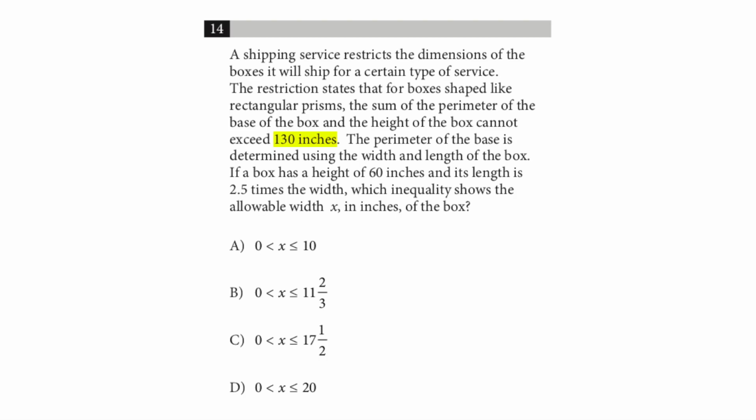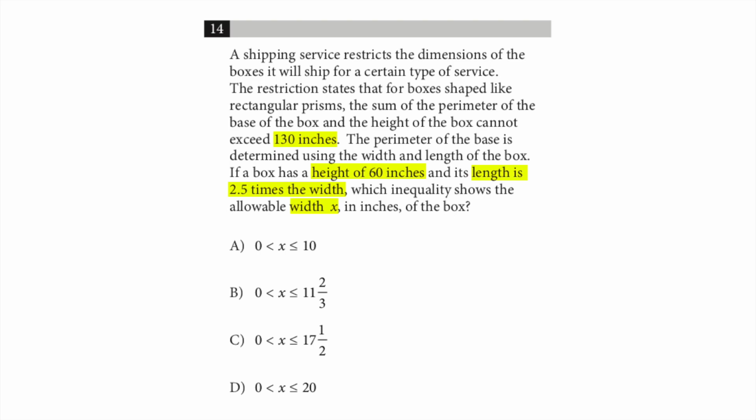If a box has a height of 60 inches and its length is 2.5 times the width, which inequality shows the allowable width x in inches of the box? So first I want to say that when you have a problem where something is 2.5 times the other quantity, make sure when you solve the problem that you use the right quantity. So if they're saying length and width and you do your calculation, pay attention to whether the question asks about the length or the width and do the right one.